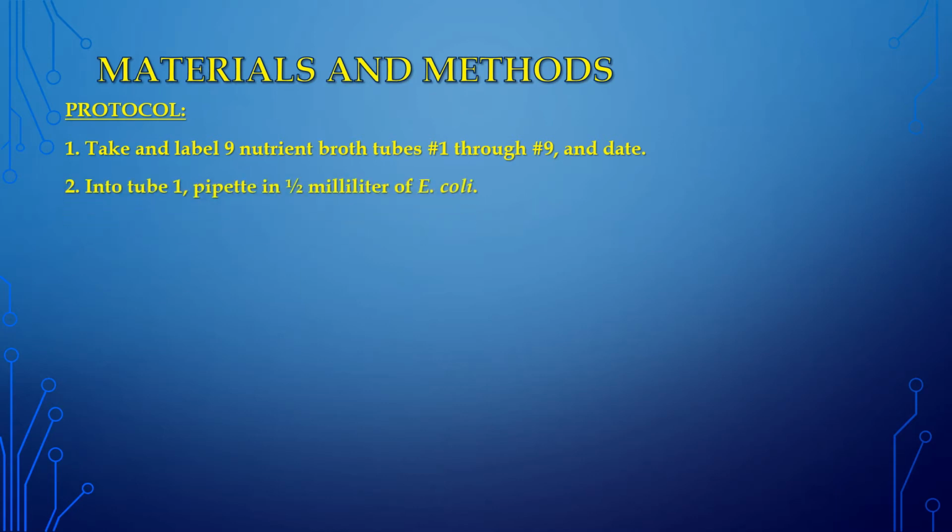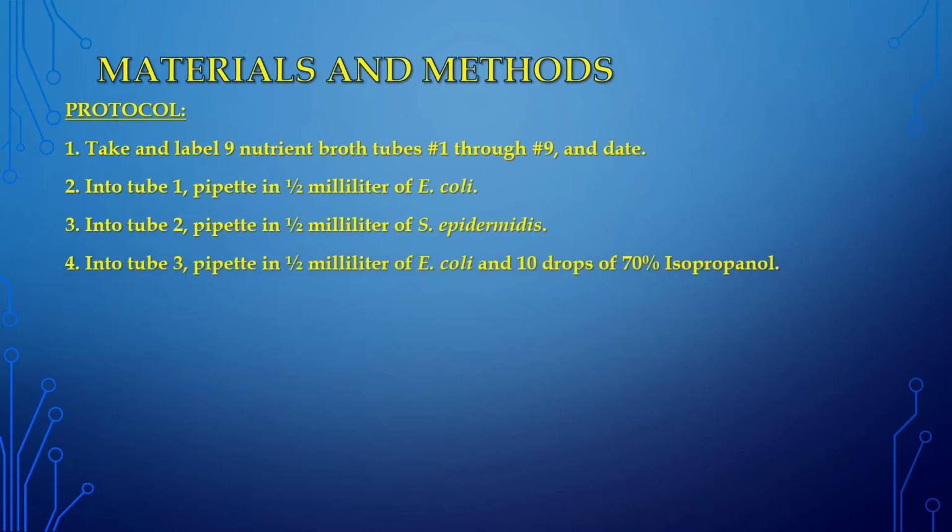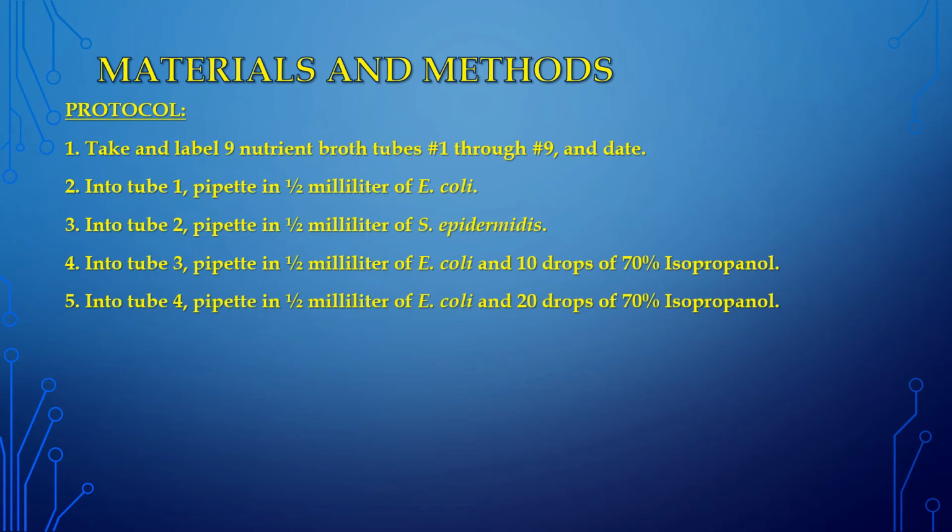Into tube 1, pipette a half milliliter of E. coli. Into tube 2, pipette a half milliliter of S. epidermidis. Into tube 3, pipette in half a milliliter of E. coli and 10 drops of 70% isopropanol. Into tube 4, pipette a half a milliliter of E. coli and 20 drops of 70% isopropanol.